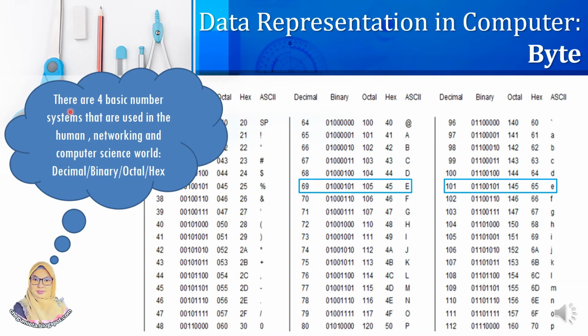So actually, we have 4 basic number systems that are involved in computers: decimal, binary, octal, and hexadecimal. But for our syllabus, we just focus on 3 number systems, that is decimal, binary, and hexadecimal.